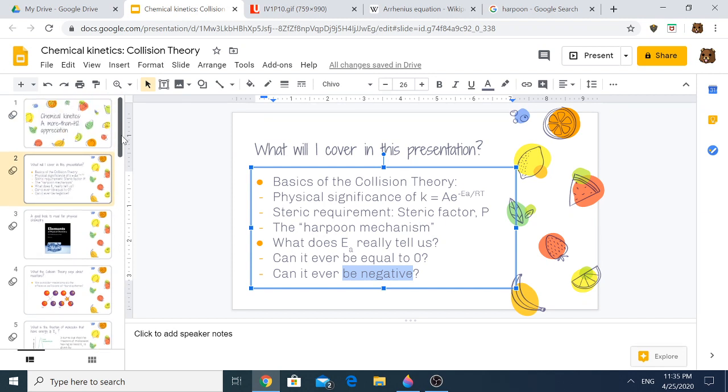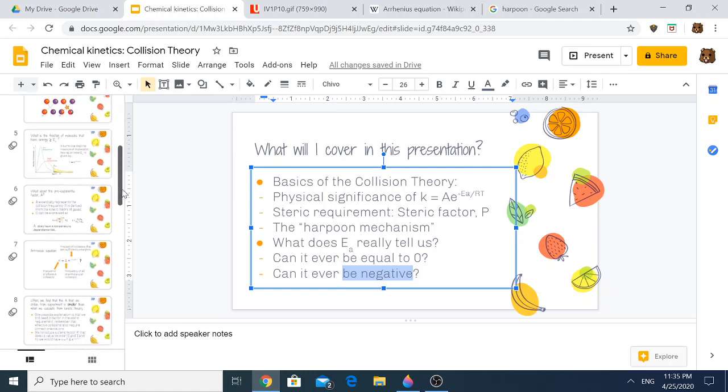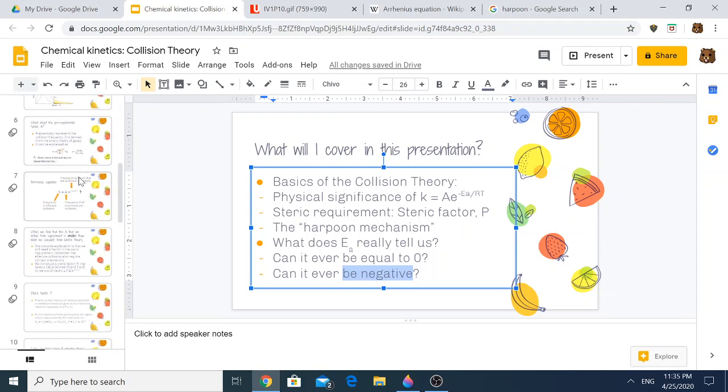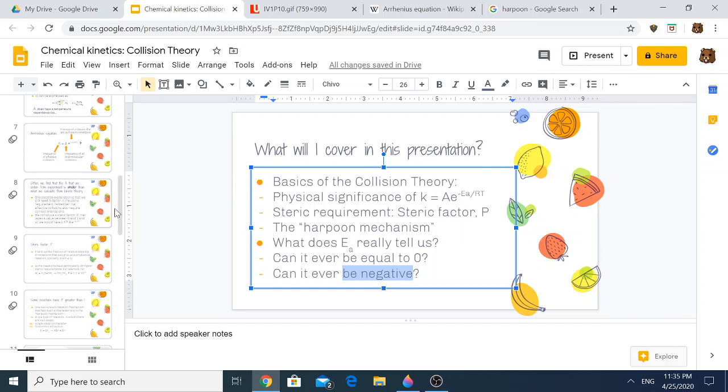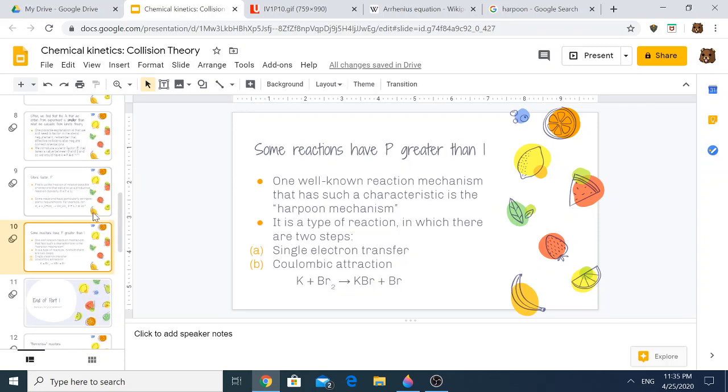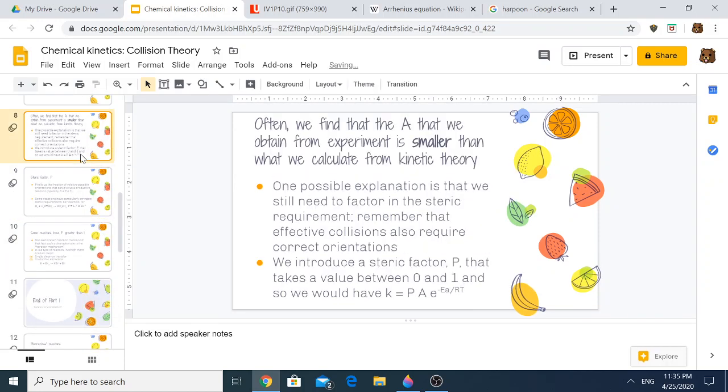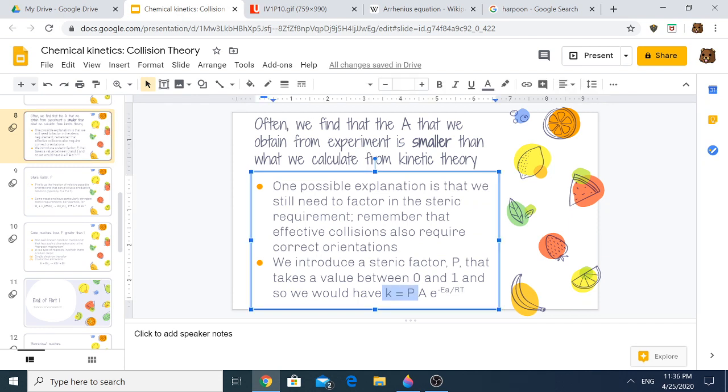Alright, with that, I think I will end this presentation. Before that, one more thing, I would just really hope that you can internalize the steric and energetic requirements for an effective collision, represented by this more complete version of the Arrhenius equation.